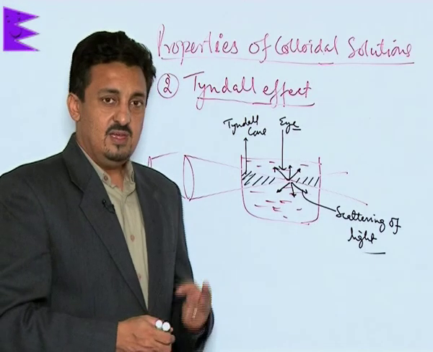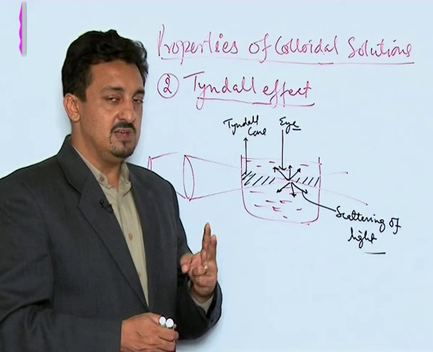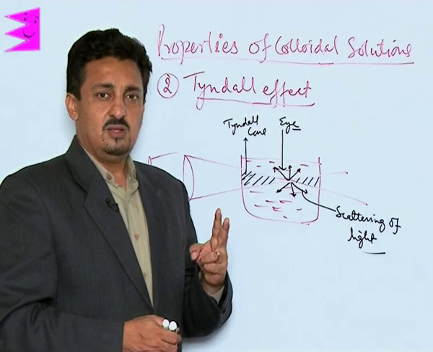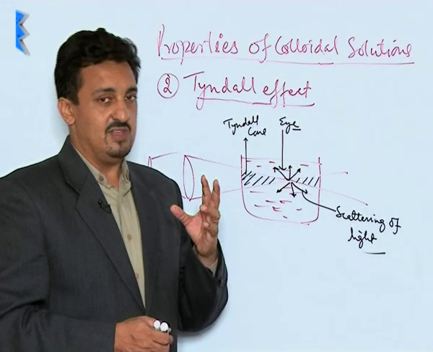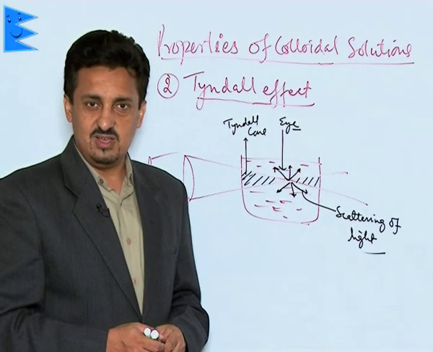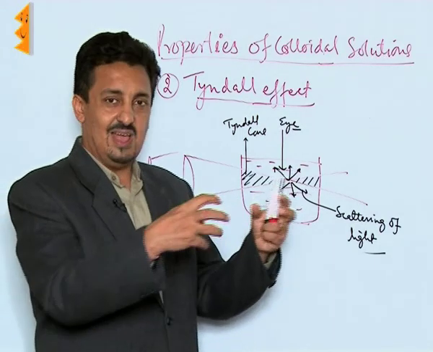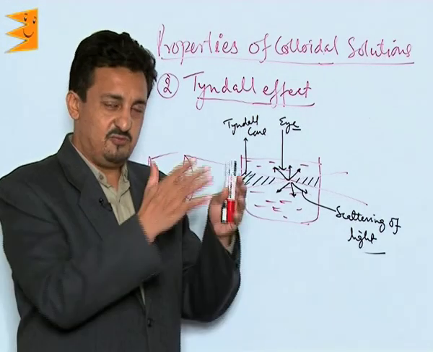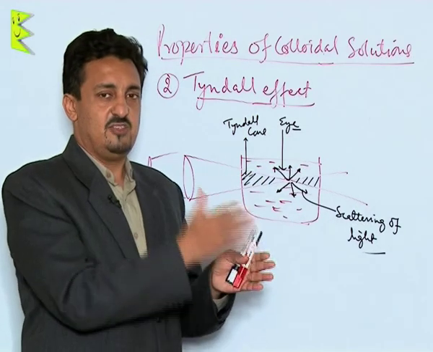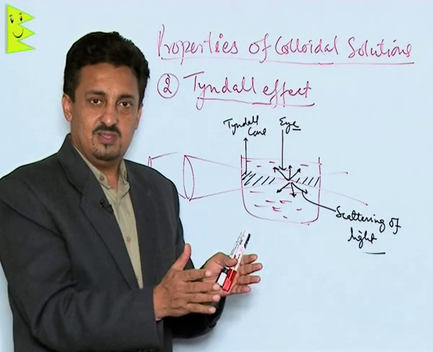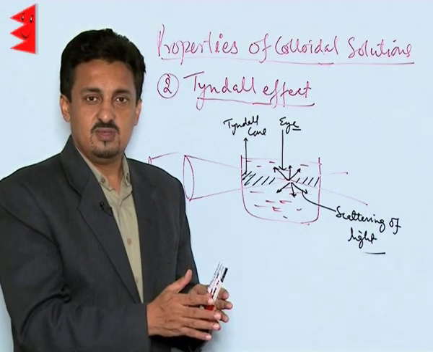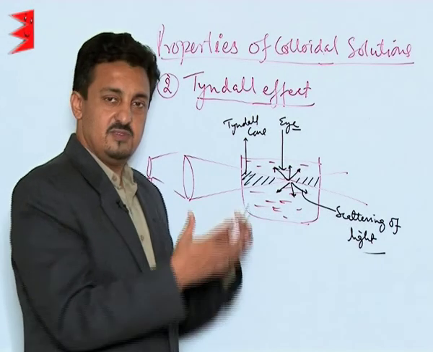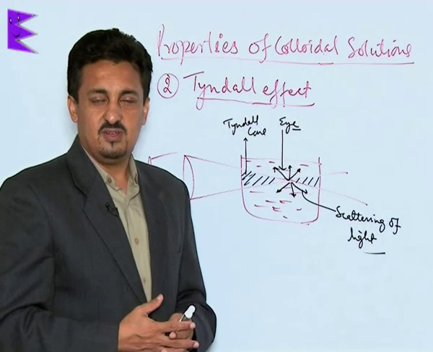Second, the dispersed phase and dispersion medium must differ greatly in the magnitude of their refractive index. Then only the scattering of the light is visible. So the refractive index of the dispersed phase and dispersion medium should not be comparable. They should differ in their magnitude. Then only this becomes visible. This is what we have, the Tyndall effect.